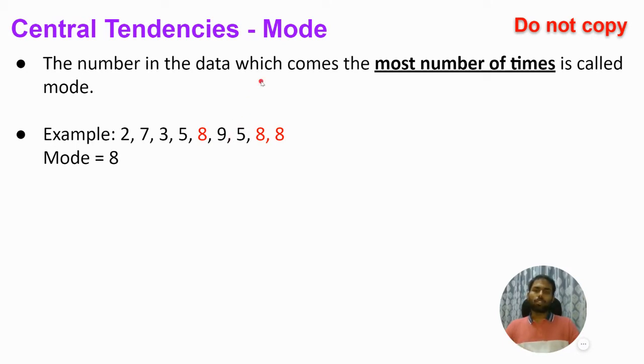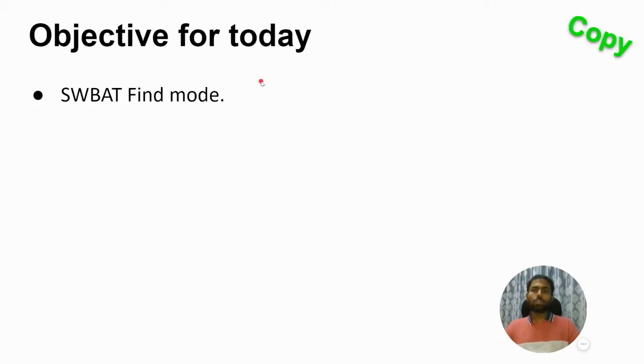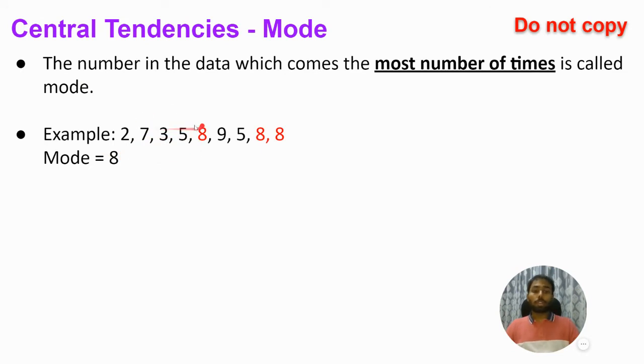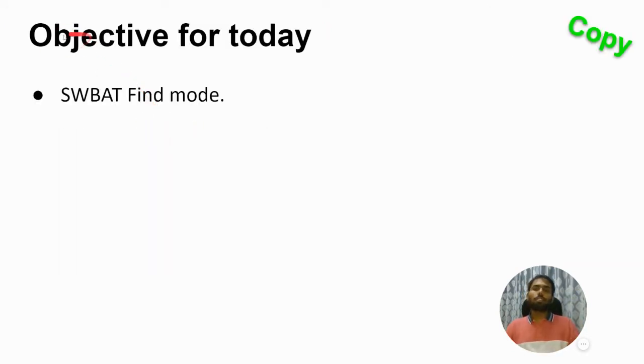So this is mode. Okay, so now today we're going to look at how do you find mode when you have a given frequency distribution. We already know how to find the mode of plain data, but if the data is given in a frequency distribution table, how to find it, that will be our objective for today. Students will be able to find mode.